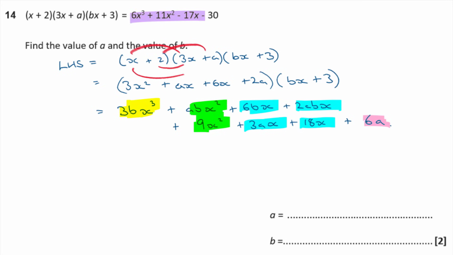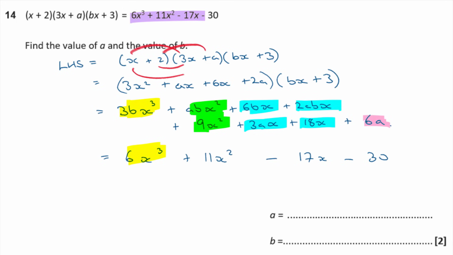So that is all equal to 6x cubed plus 11x squared plus, right, all 4 of these are going to be, oh sorry, minus. It's going to come to minus 17x, and then I've got minus 30 on the end. Okay, so if you think about it, 3bx cubed matches up with this 6x cubed.